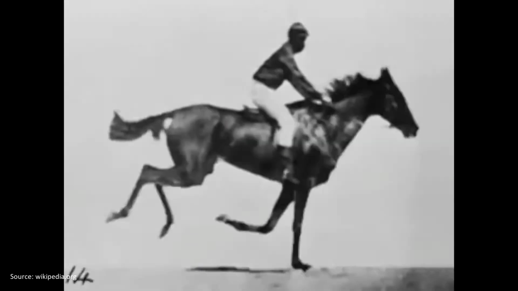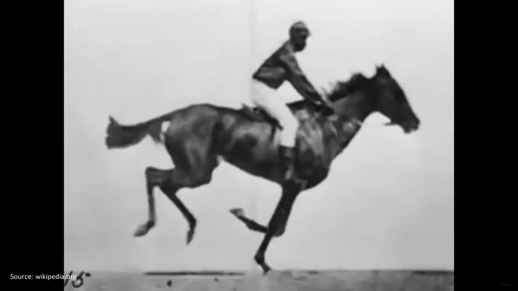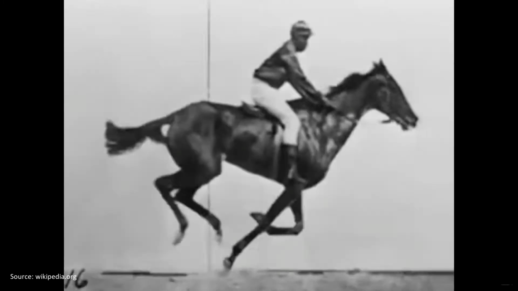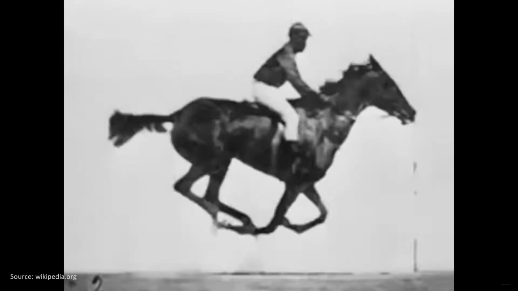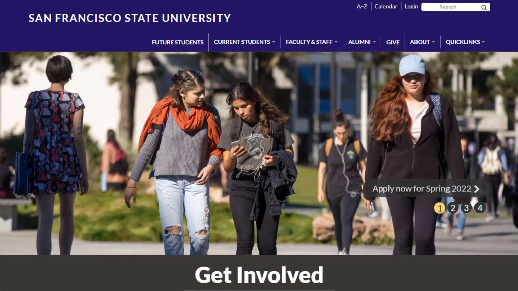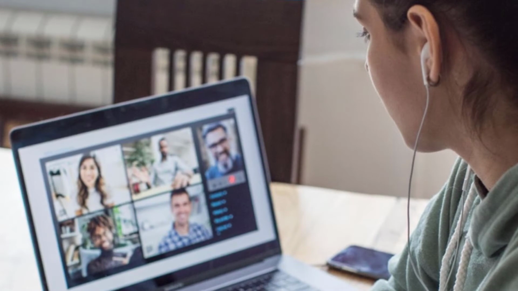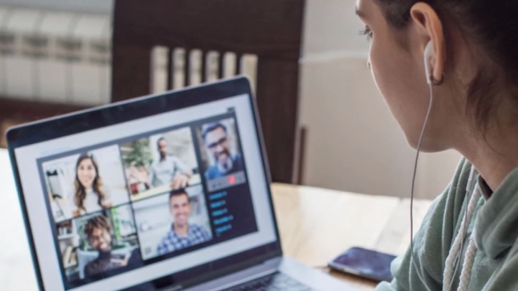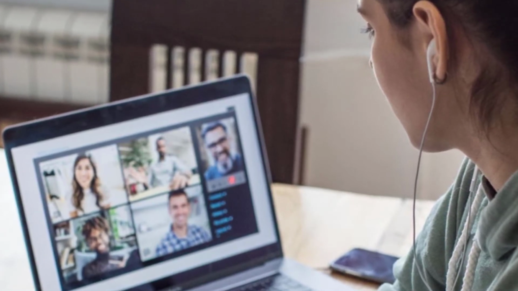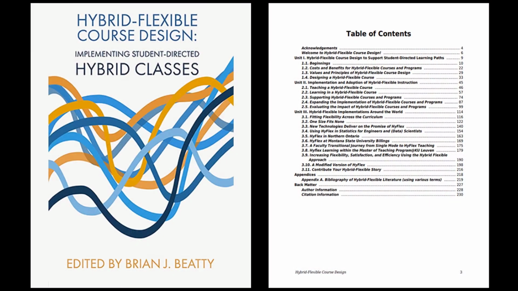In the 1880s, Muybridge started projecting moving versions of his photographs with his zoopraxiscope, and this is the earliest known motion picture exhibition in the United States. 120 years later, Muybridge's creative work was especially useful to Dr. Brian Beatty, of San Francisco State University. Motion pictures, captured along with recorded audio, allowed Beatty to offer his students more learning options through the development of a new course design model, Hyflex.